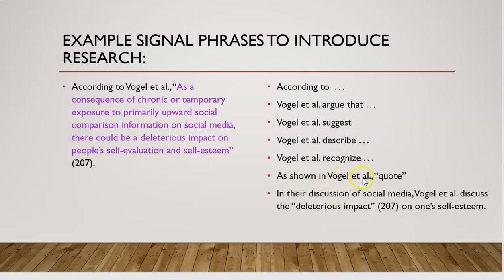You could use "as shown in Vogel et al." and then have your quotation there. Or you could just, again, include a short quotation in their discussion of social media. Vogel et al. discussed the deleterious impact on one's self-esteem. So in this case, I have maybe a longer introduction, giving a little bit more context about this essay that I read and the authors. And then you'll note the citation comes directly after the quote, even if your sentence keeps going. So that information is there.